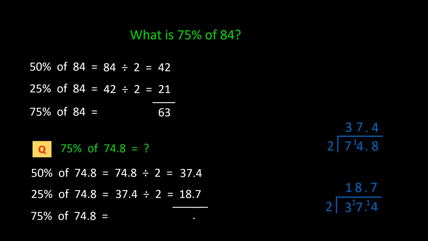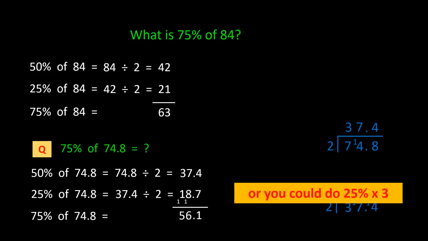To get 75%, either multiply 25% by 3 or add those two. I think it's easier to add them. You do whichever way you prefer. So there we go, 56.1. And as it says there, you could have done 25% and times it by 3.